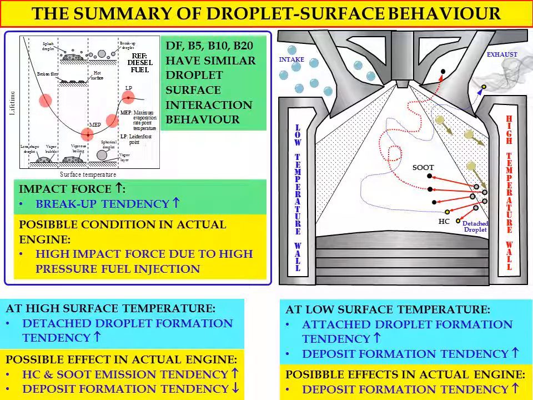Okay, for example, when the fuel spray impinges on the low temperature wall, the unburned liquid fuel droplet will impinge on the wall. And in terms of behavior, we have attached droplet behavior, lens shape behavior, where the droplet attaches on the wall and vaporizes. However, if the liquid forms a thin film and still remains on the wall, this so-called attached droplet will change into deposit. So that's why at low surface temperature, the possible effect in an actual engine is that deposit formation will increase on the combustion chamber wall or on the piston head.